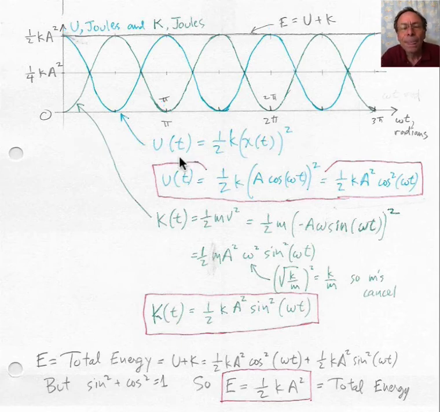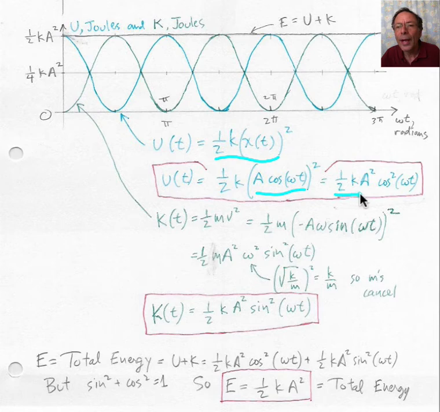So let's write the potential energy. Right? The potential energy is 1/2 kx squared, but x is a cosine omega t, so you square that. And so you get that the potential energy is 1/2 Ka squared times the cosine squared of omega t. By the way, we're leaving out the phase shift, right, for simplicity.